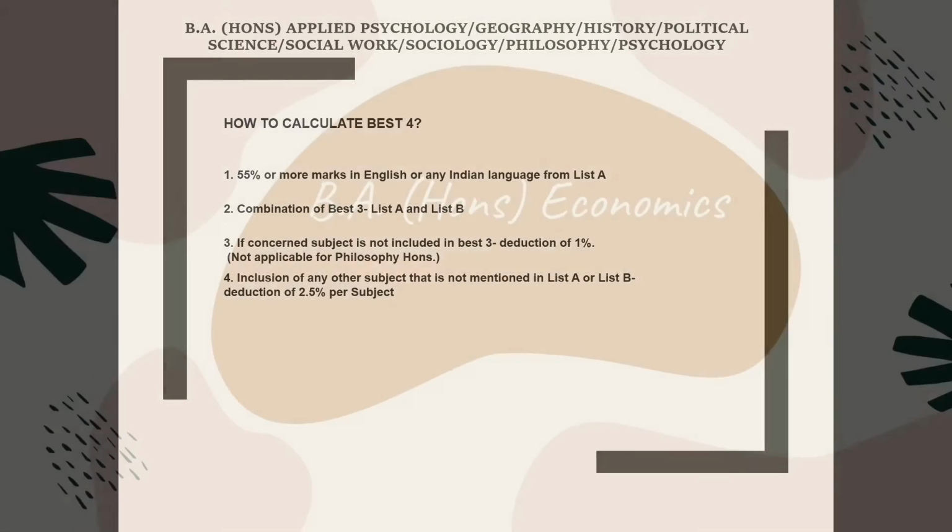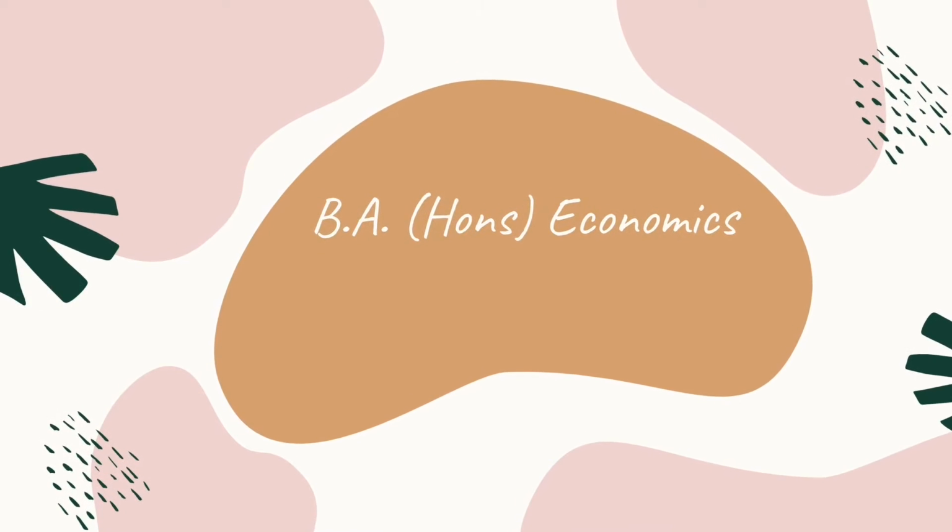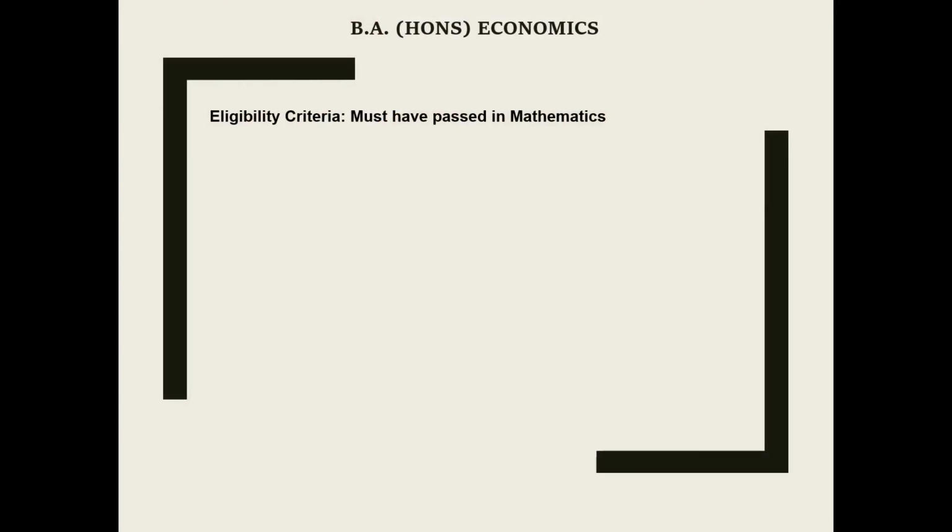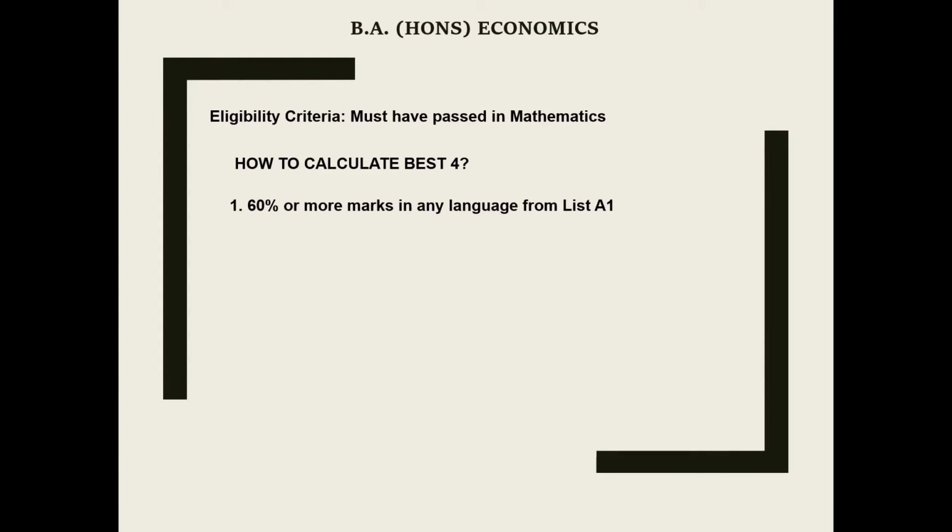Let's move ahead to the next course in our list, which is BA Honours in Economics. Here we see a very important eligibility criterion, that you must have passed mathematics in class 12th. So how will you calculate your best 4 marks? You take your marks in any language from list A1, and your marks should be 60% or more.